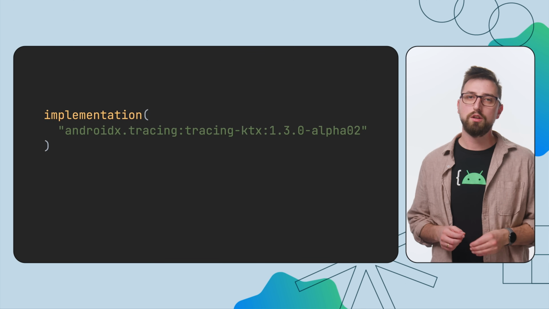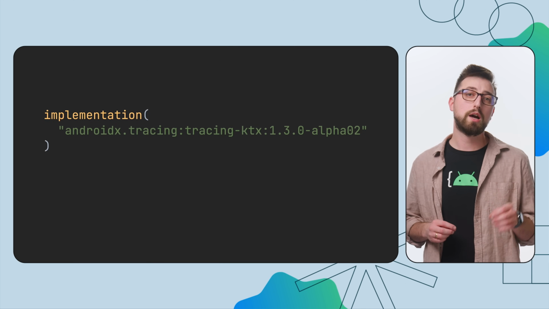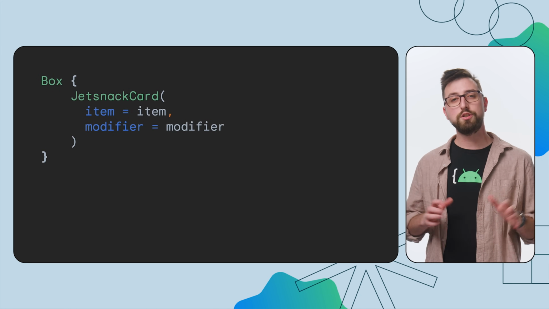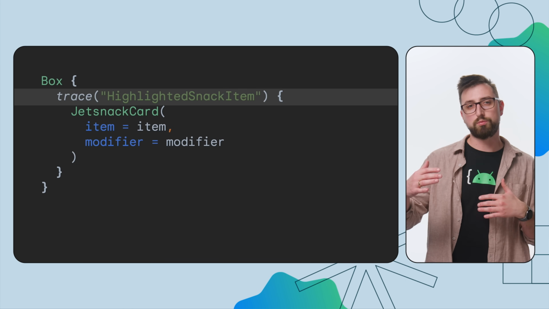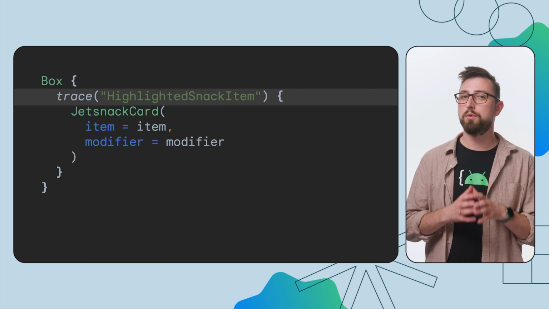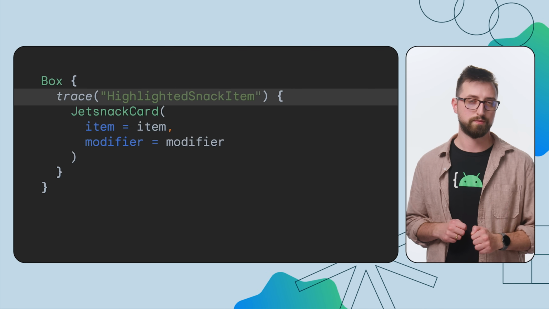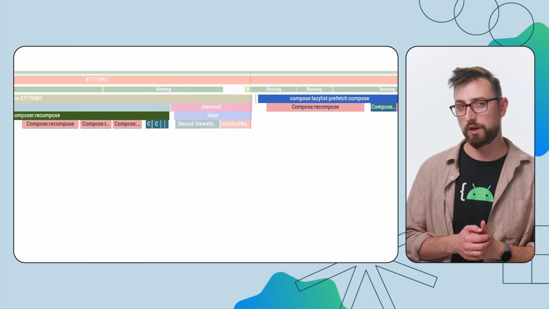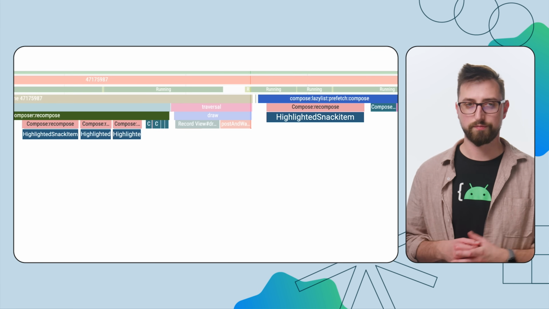To improve that, you can add a tracing KTX library to your app module, which allows adding custom trace sections. And then, in a composable you're interested in to understand how long it takes to compose, you can wrap it with a trace call with some name. The custom trace section adds almost no overhead, so you don't have to worry about leaving it in your production code. Then, when you retake the system trace, for example by running the benchmark again, you will see the trace sections based on the name you defined.